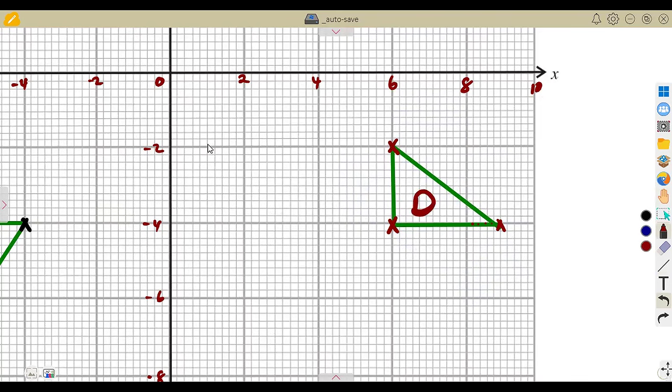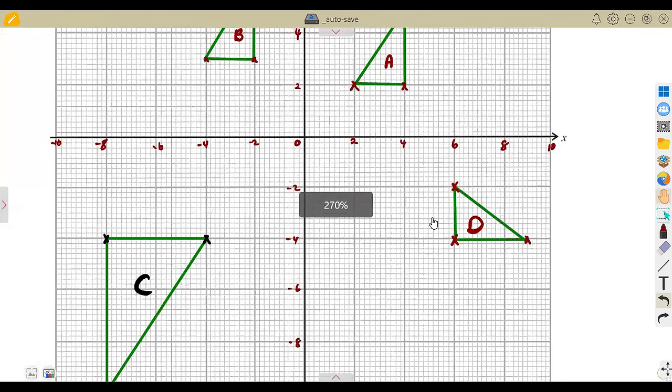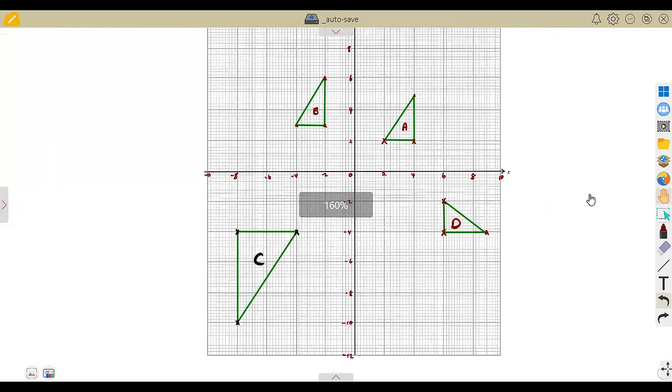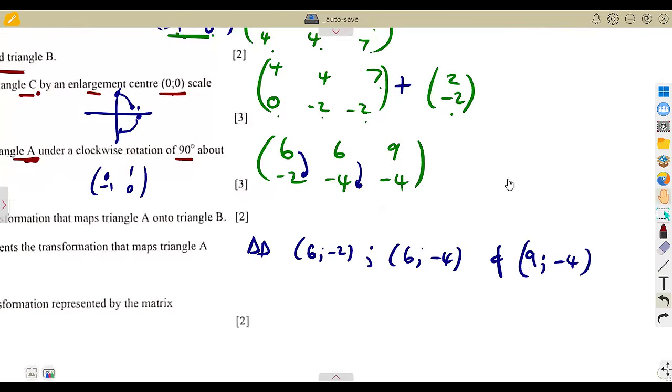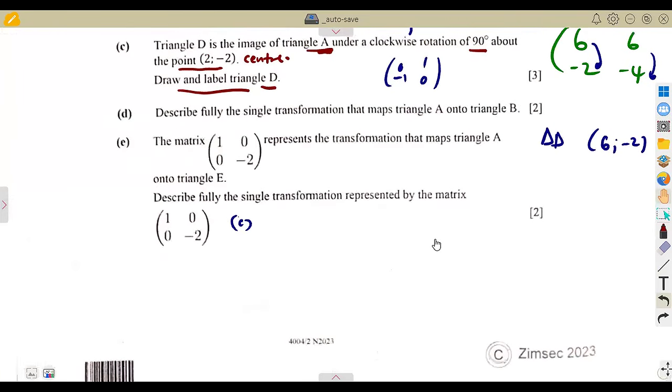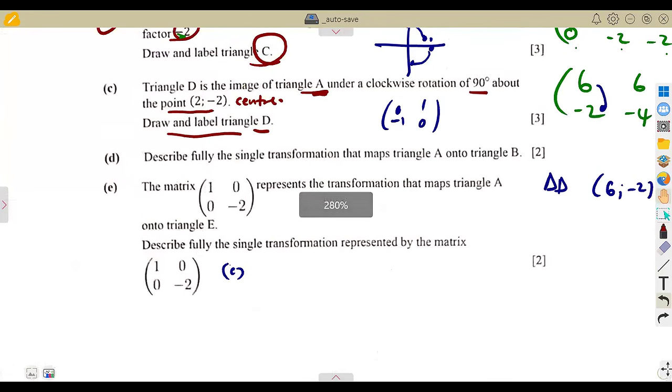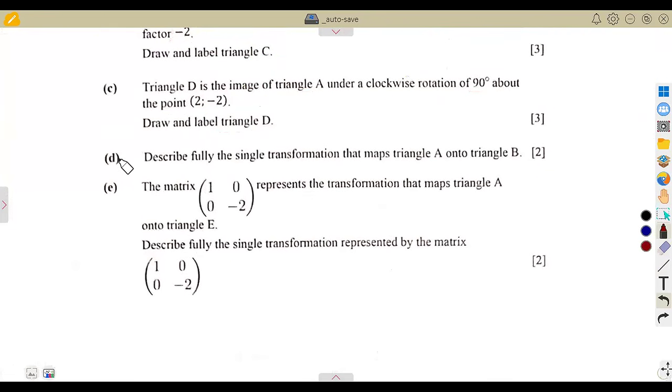So that was going to be our triangle D from the information that we had, the type of transformation that we are given there. That is your transformation. Then the other part that you are given, all right, let's see. That is D: describe fully the single transformation that maps A onto B, triangle A onto B.